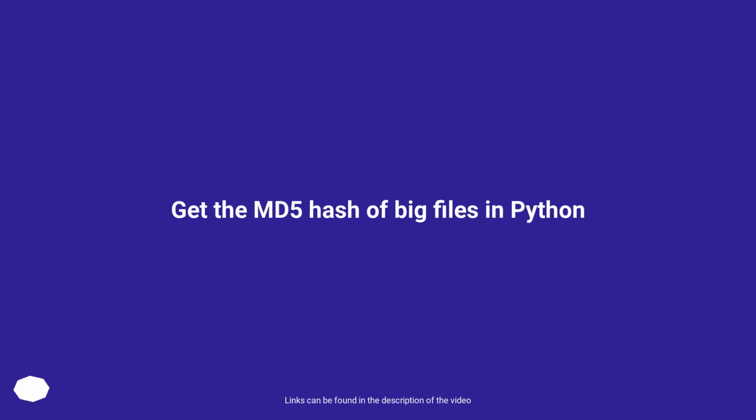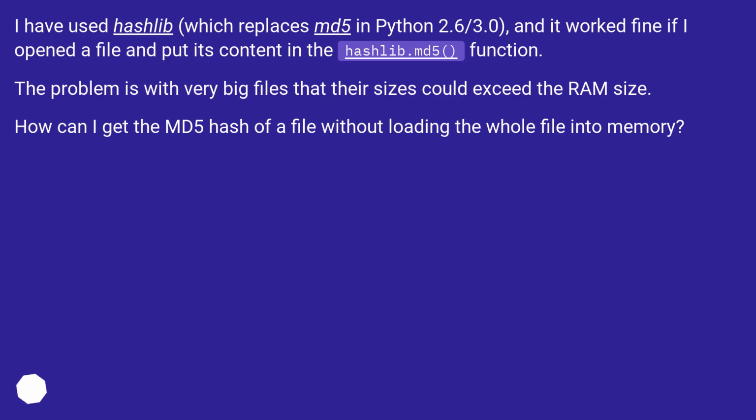Get the MD5 hash of big files in Python. I have used hashlib, which replaces md5 in Python 2.6/3.0, and it worked fine if I opened a file and put its content in the hashlib.md5 function. The problem is with very big files whose sizes could exceed the RAM size. How can I get the MD5 hash of a file without loading the whole file into memory?